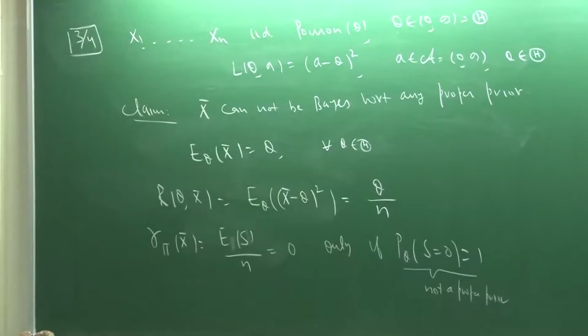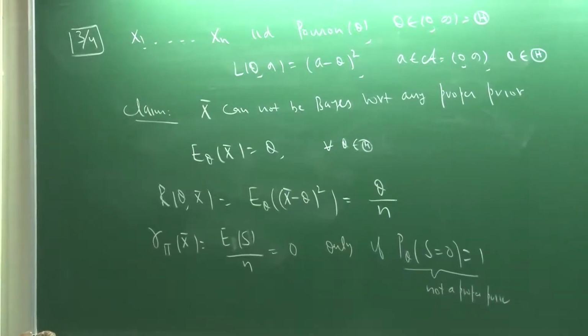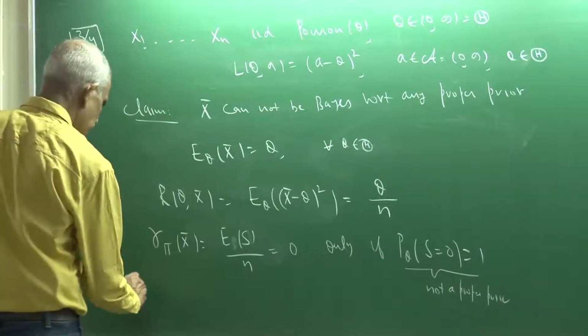So what does this suggest? This suggests that the Bayes estimator of an unbiased estimator cannot be 0. So X bar cannot be Bayes, by the result which we did.